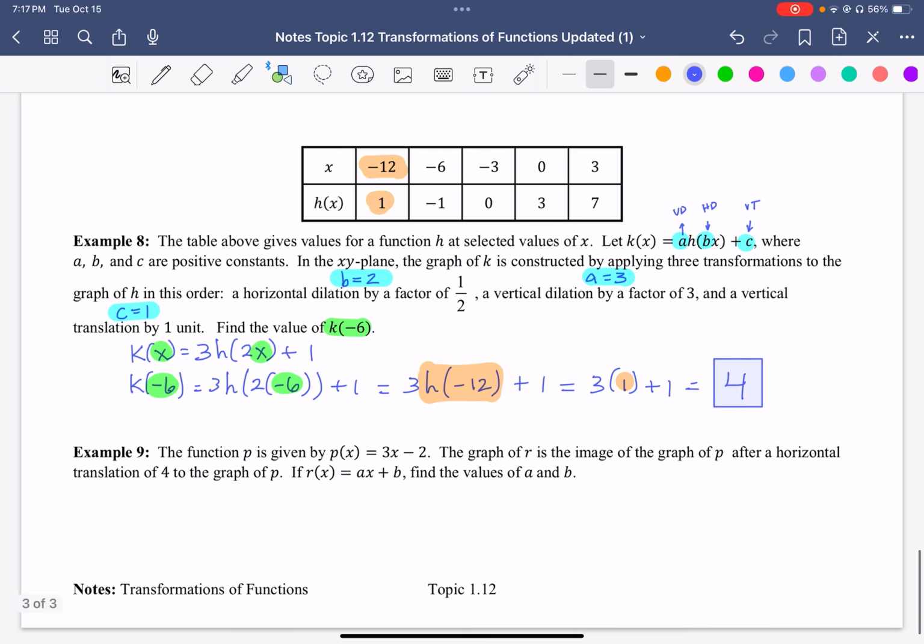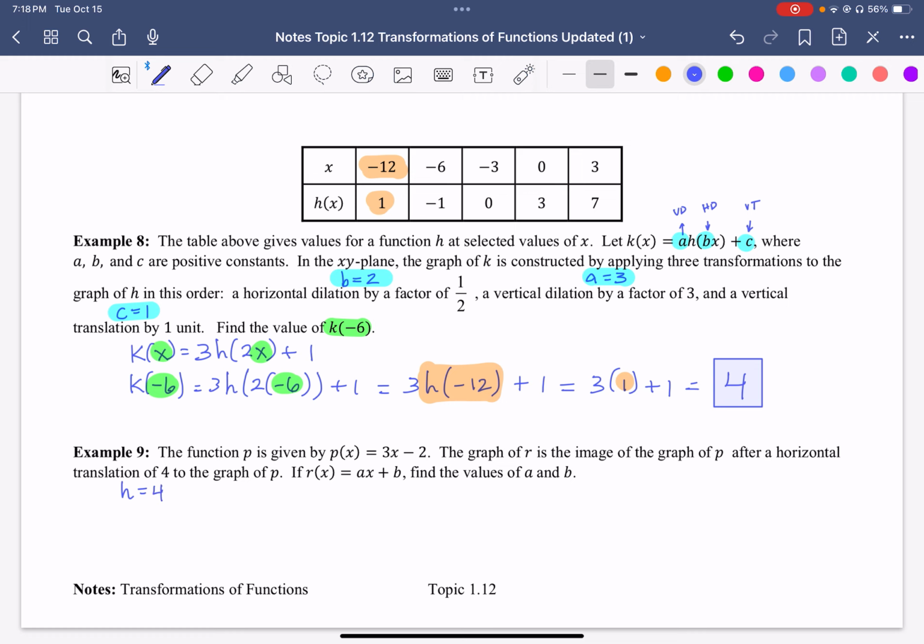Example 9 and the last example of today. The function p is given by p of x equals 3x minus 2. The graph of r is the image of the graph of p after a horizontal translation of 4 to the right of the graph of p. If r of x equals ax plus b, find the values of a and b. Okay, so what we're going to do, they said that there is a horizontal translation. Well, I know that that is letter h. And if it's a horizontal translation of 4, then that means h is 4.